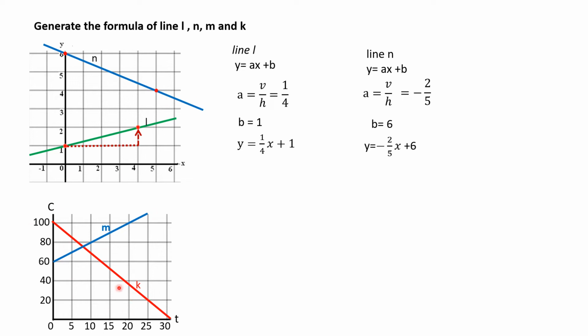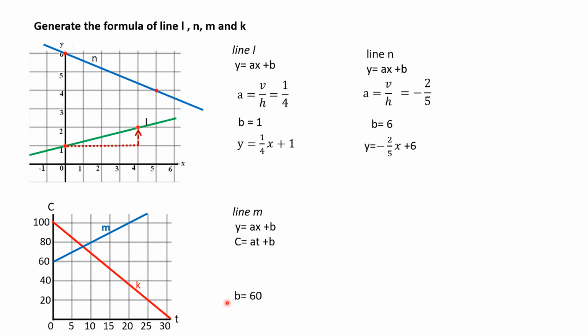Okay, next lines. Well, there are two things that are different here. First, we have a t and a c instead of an x and a y, and the numbers here are also in different steps. But start the same way. y equals ax plus b, then replace it by c equals at plus b. We always start with our b. It's always easier to do that.